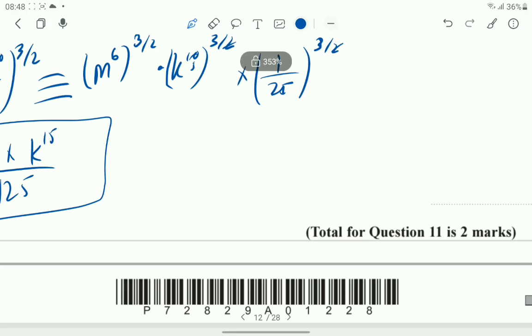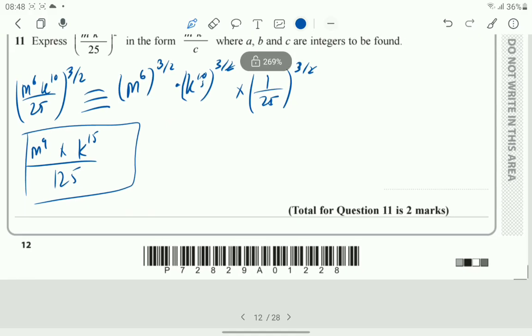Let me just double check. Yep, we are spot on. So we get m raised to the power 9, k raised to the power 15, over 125, and that is your final answer.